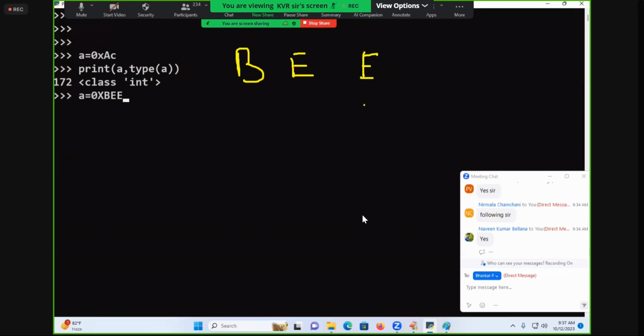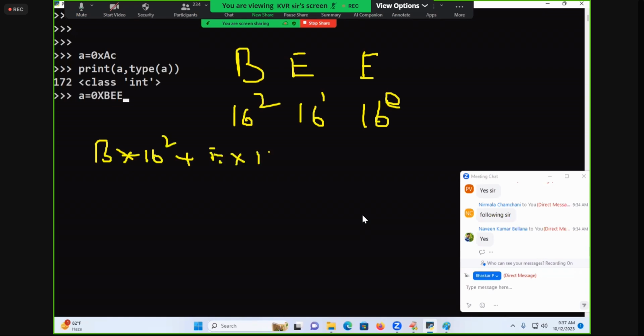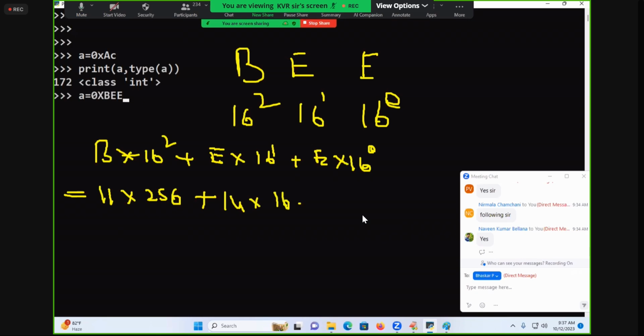What are these, students? 16 to the power of 0, 16 to the power of 1, 16 square. B into 16 square, E into 16 to the power of 1, plus E into 16 to the power of 0. What is the B value? 11 into 256. Correct? Plus 14 into 16 plus 14 into 1.